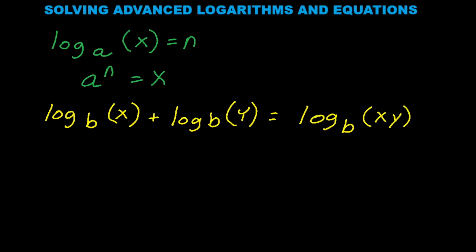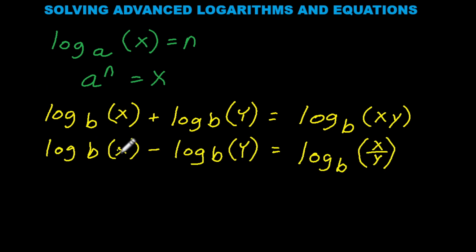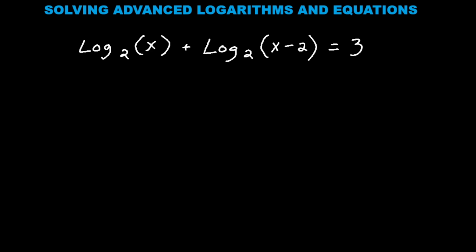And similarly, just as when we divide exponents, so if I had x to the a divided by x to the b, what I do is I subtract the exponents. Well, the same thing happens here. When I have log to base b of x minus log to base b of y, that's going to be equal to the log to base b of dividing them, x divided by y. And those rules will come in handy. Now knowing our rules, let's move on.